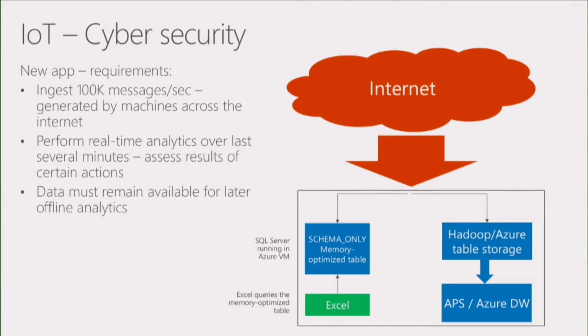So the architecture that they came up with is roughly like this. They have two paths. The left path is for the real-time analytics. The right path is for the long-term storage and offline analytics. In-memory OLTP is used on the left path. They use a schema-only memory-optimized table, and this data is ingested in there. This is running in a single VM in Windows Azure. And this database can easily keep up with 100,000 messages per second.